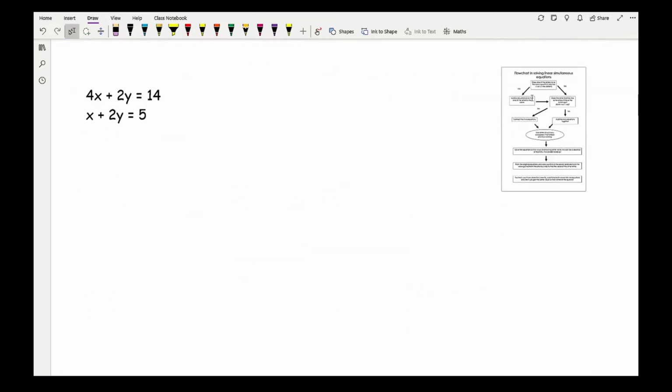So again, here I'm asking myself, have I got the same number of x's in both equations? No, because this one's got 4 and this one's got 1. Have I got the same number of y's? Yes, I've got 2 y's in both of those two equations. So the next thing I've got to decide is, are the signs of the y's both the same or are they different? Well, they're both the same, so what I need to do is take away the two equations. So what I've got is 4x plus 2y equals 14, and x plus 2y equals 5.